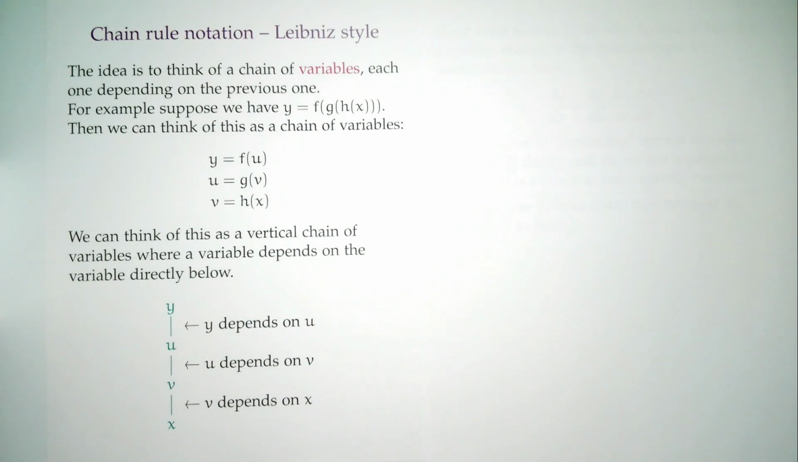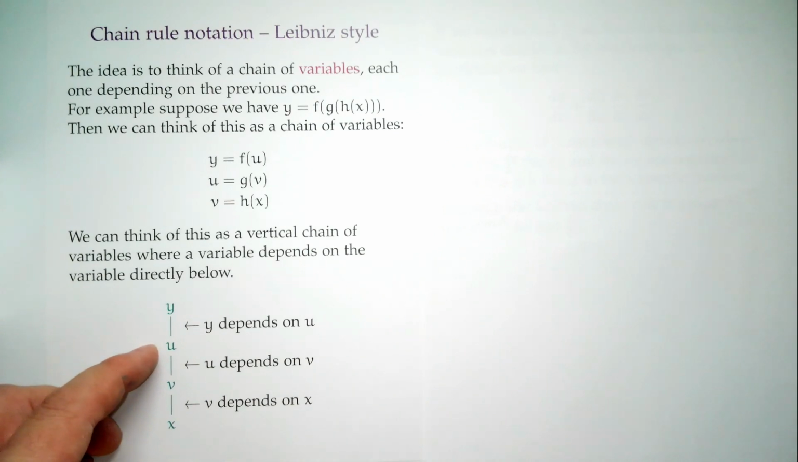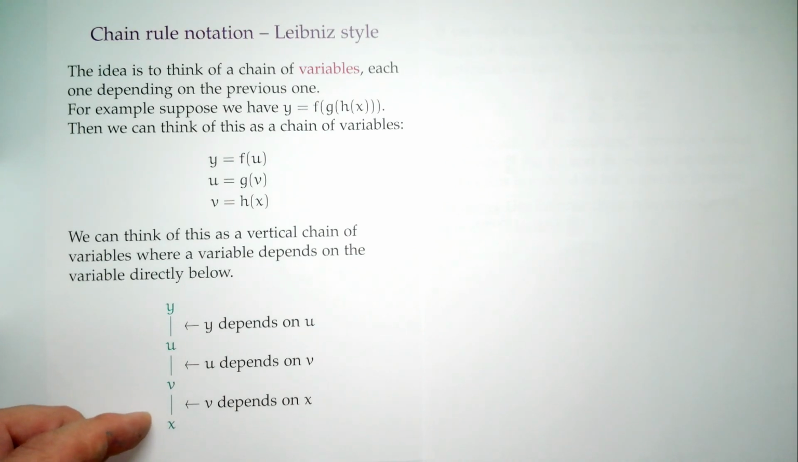So you can think of this in a nice way as a vertical chain where you can see how the different variables relate. And this sets us up for one thing we'll talk about in a year from now, multivariable calculus. How do the variables relate to one another? Well, y is a function of u, which means that y depends on u. As I change u, I change y. And u is a function of v. As I'm changing v, I'm changing u. And v is a function of x.